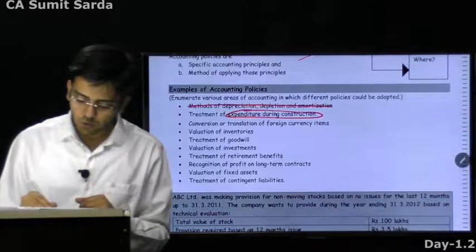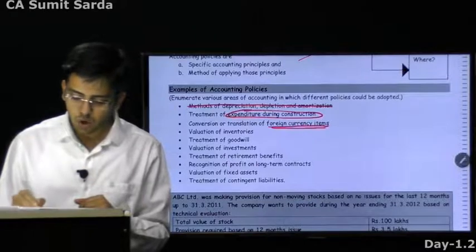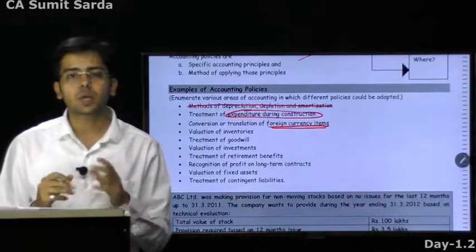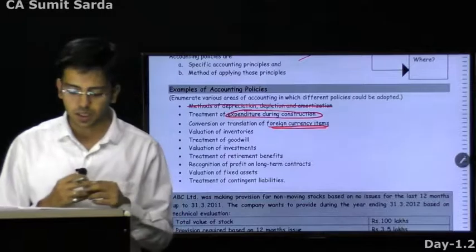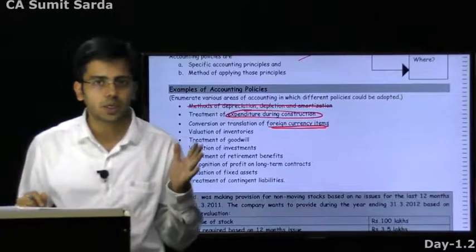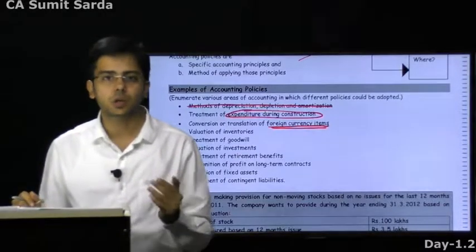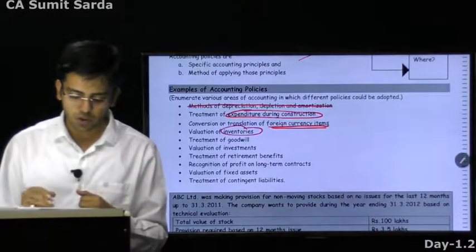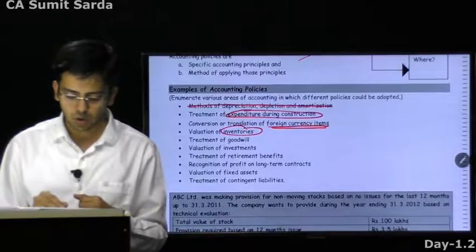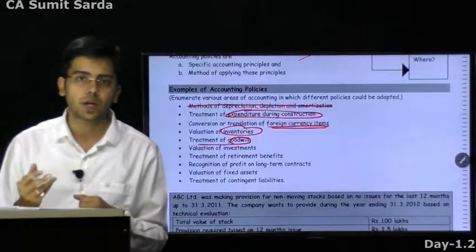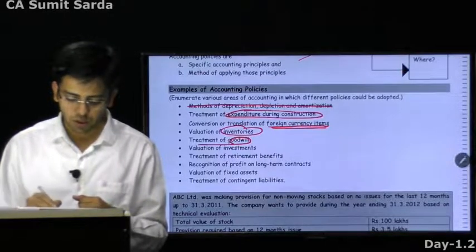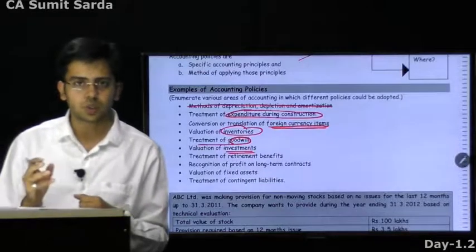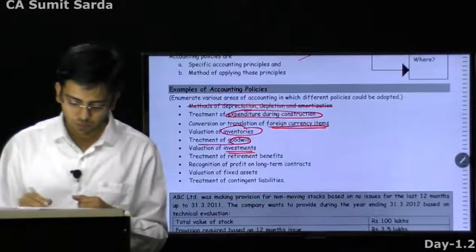Conversion or translation of foreign currency items. How do we convert the foreign currency items? What kind of operations are held by the company? Do we call it integral operations? Do we call it non-integral operations? Is it the accounting policies, the accounting aspect of the company? Valuation of inventory. What is the treatment of goodwill that we carry out in our books? Investments, how are we valuing it? Whether at cost, whether at NRV.